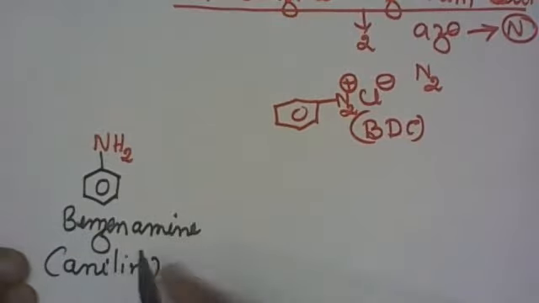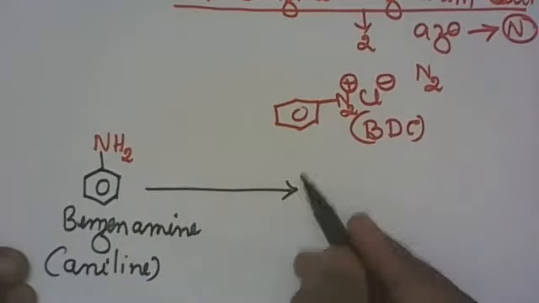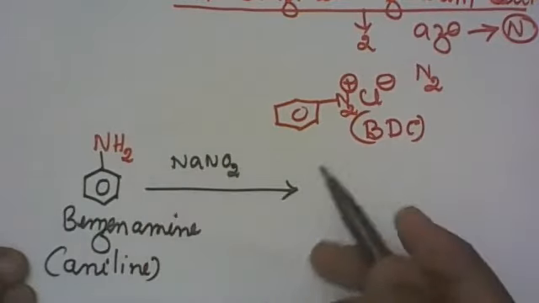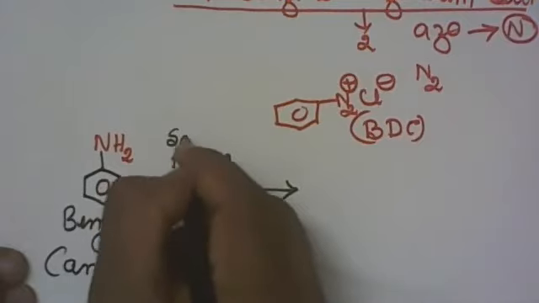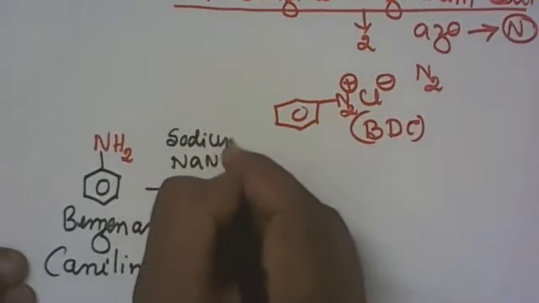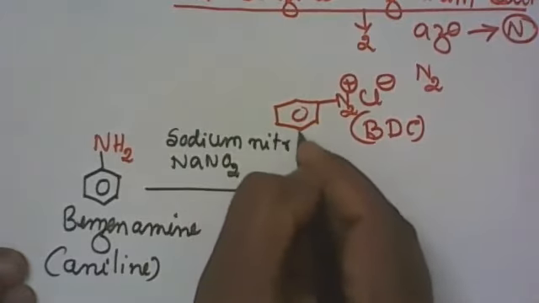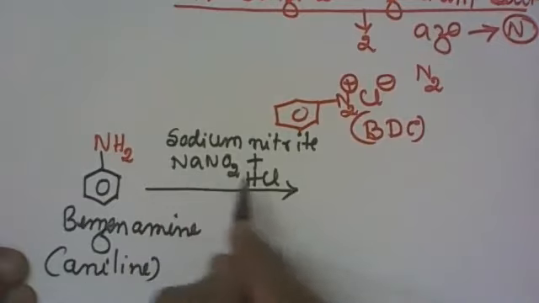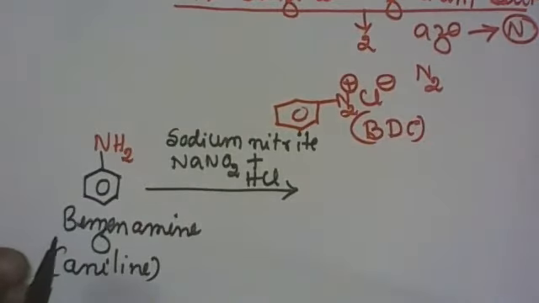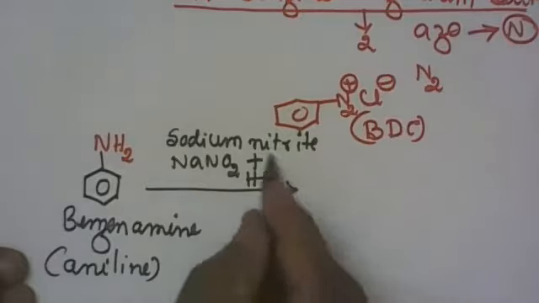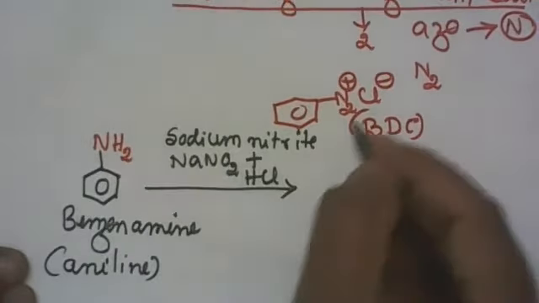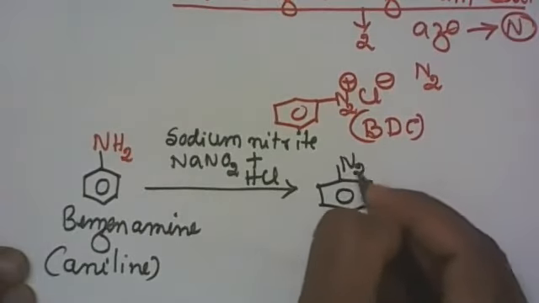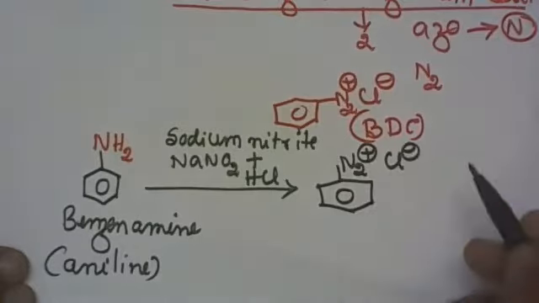This aniline is treated with sodium nitrite, NaNO2, a solid crystal, and then treated with HCl. The sodium nitrite HCl mixture is taken. Now what will happen in this process? We get benzene diazonium chloride, N2 plus Cl minus.